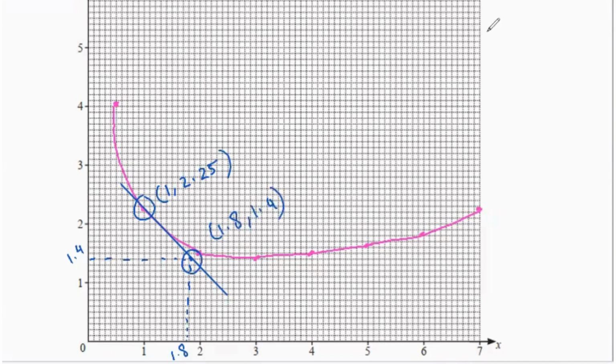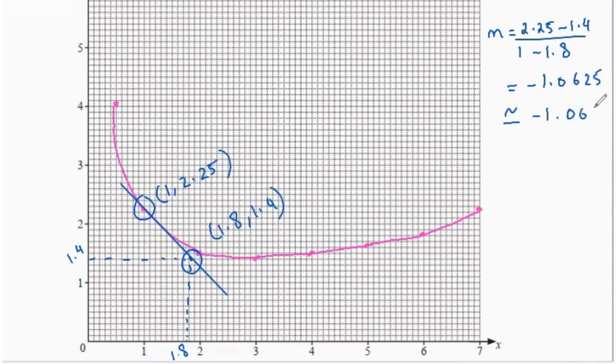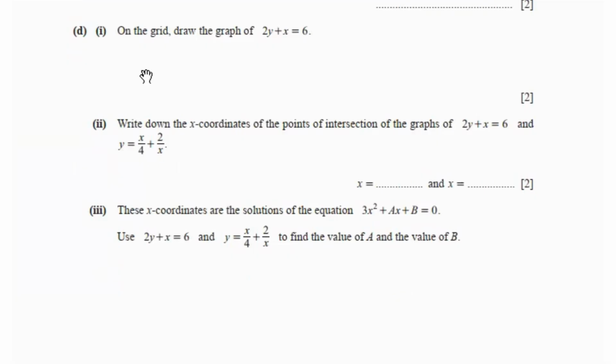So let's find the gradient of these points. So that's going to be 2.25 minus 1.4 divided by 1 minus 1.8. That's going to give us negative 1.0625, which can be rounded to negative 1.06.